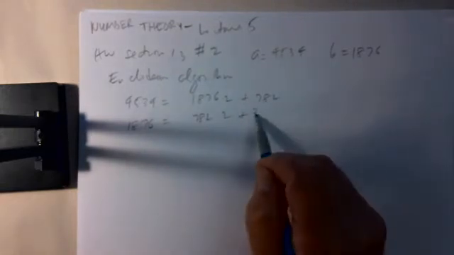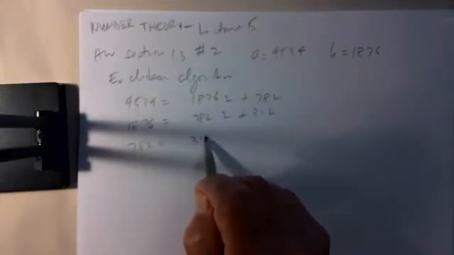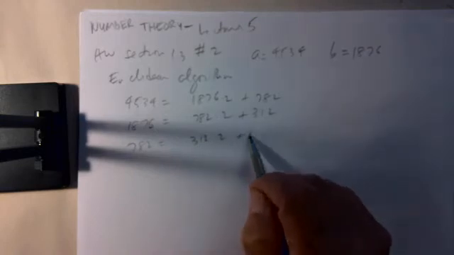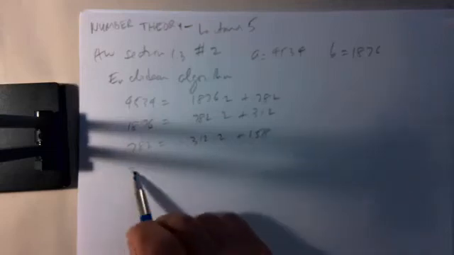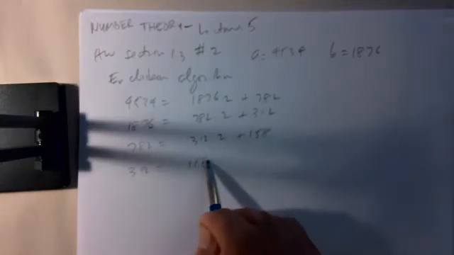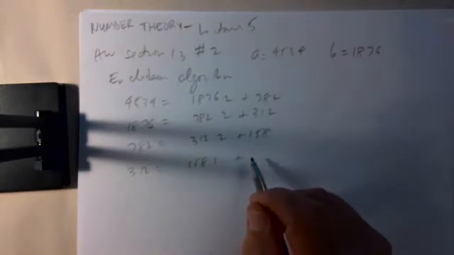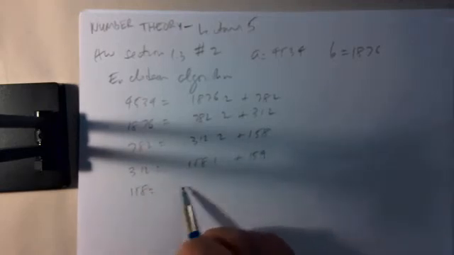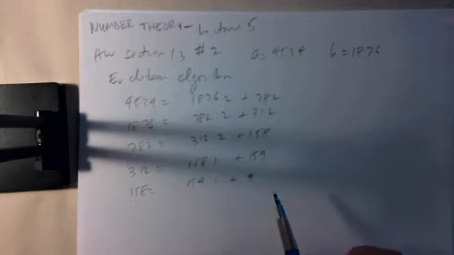312. Okay. And 782, lots of 2's here, is 312 times 2. That's 624. So it looks like the remainder is 158. Okay. 312 is 158 times 1 plus the remainder of 154. 154, yeah. 158 is 154 times 1 with a remainder of 4.